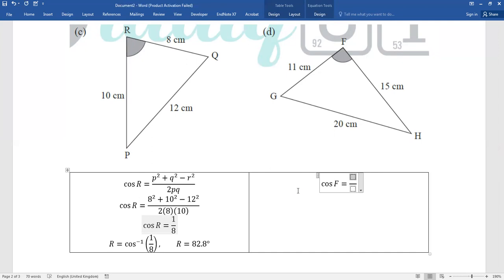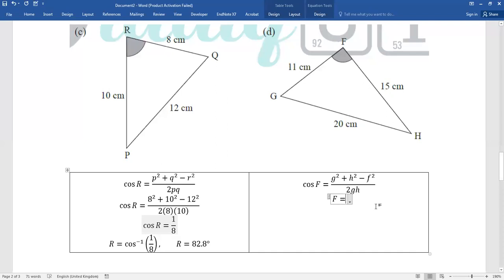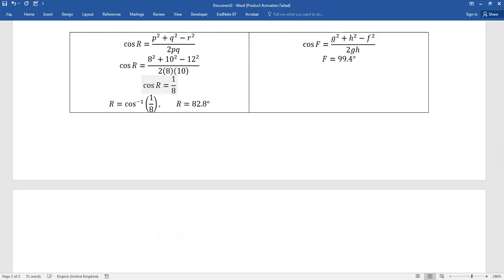G or H is not an issue. G square plus H square. I can write it in any order, that doesn't matter. But F square is what I should be focused on. 2GH. Now, can you apply the entire thing and let me know the value of F that you get? It's 99.4. You can do any of that. Is this clear, class?